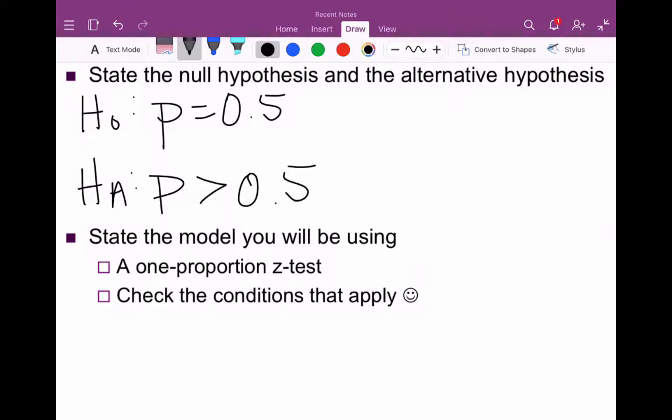So this was our first step. Our second step is to state what model we're going to use, and we're doing a 1 proportion z-test, and then we have to check all of the conditions that apply. So these conditions are our plausible independence condition, our success-fail condition, 10% condition, and random condition. So I'm going to start with random.